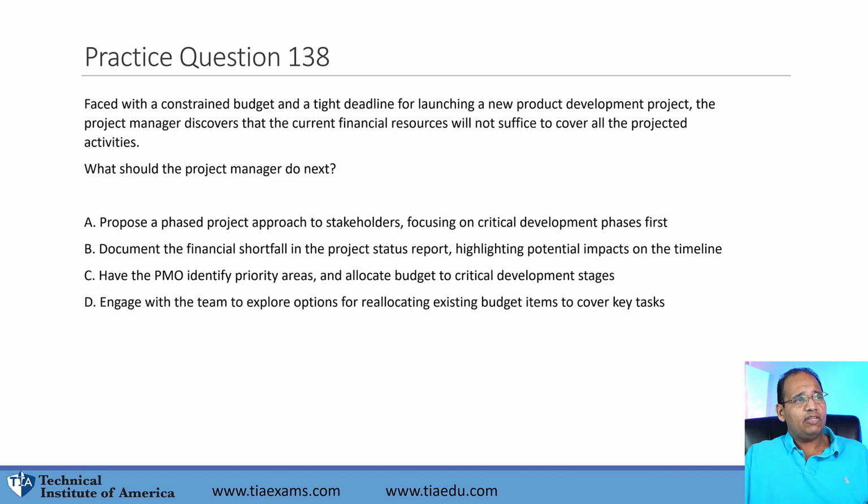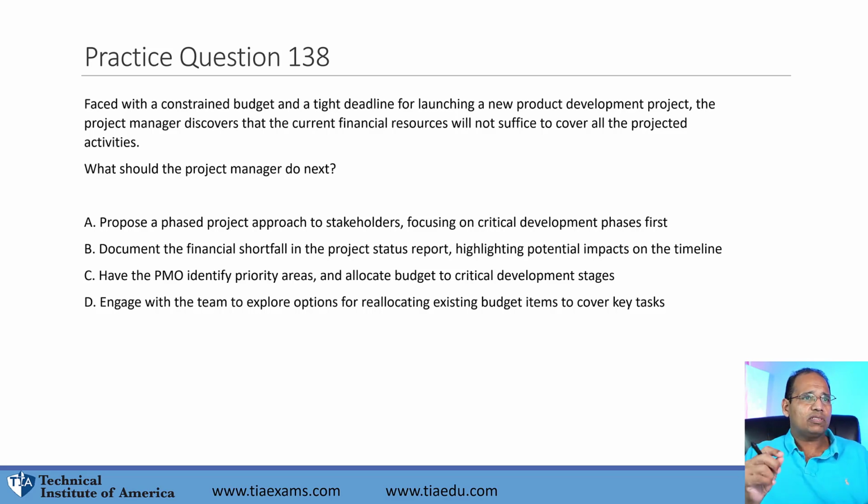138. Faced with a constrained budget and a tight deadline for launching a new product development project, the project manager discovers that the current financial resources will not suffice to cover all the projected activities. What should the project manager do next? Propose a phased project approach to stakeholders, focusing on the critical development phase first. Document the financial shortfall in the project status report, highlighting potential impacts on the timeline. Have the PMO identify priority areas and allocate budget to critical stages. Engage with the team to explore options for reallocating budget items to cover key tasks.